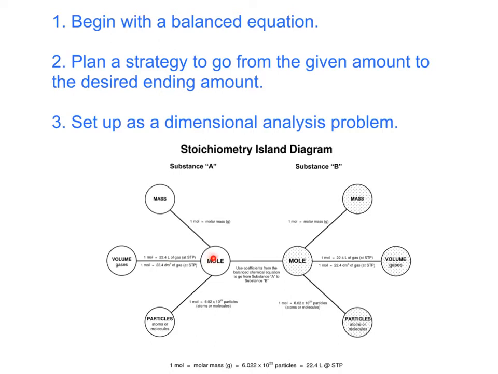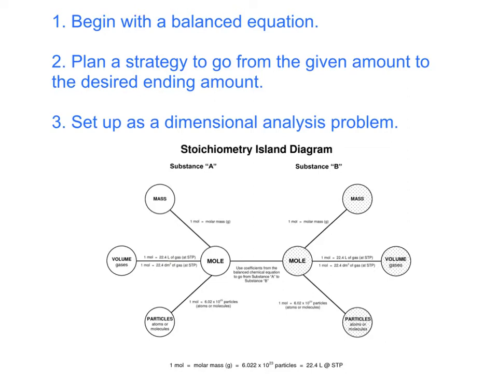And you can see the strategy. Take the mass, change it to moles of the given substance. Then we're going to go from moles of the given to the moles of the substance we want. That's the mole-to-mole conversion that we just practiced. And then if we want the output to be in grams, we just take the moles of the desired substance and change it with the molar mass to the grams. So that's the basic approach to all of these problems.